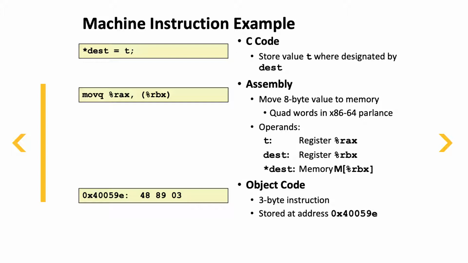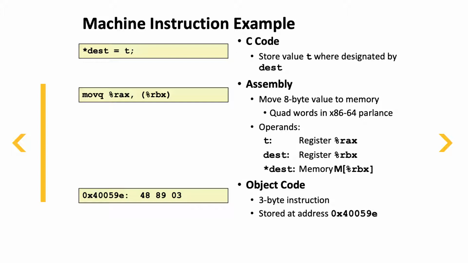In the C code, we've got asterisk dest equals t. Of course, dest there is just a pointer. We're going to store the value t where we've designated by dest. So that's what that pointer does: it takes the value of what's in the variable dest and treats that as a memory address, right? So we're going to say, hey, take the value of t and store it out at this particular location in memory.